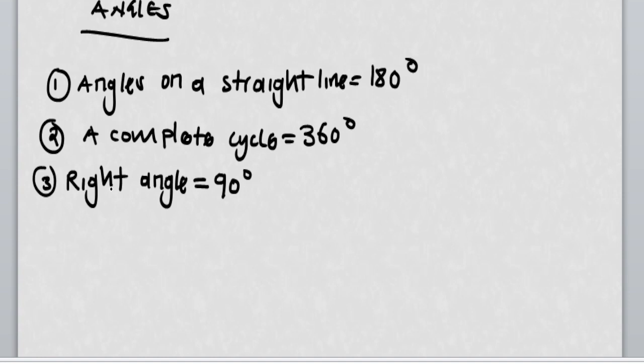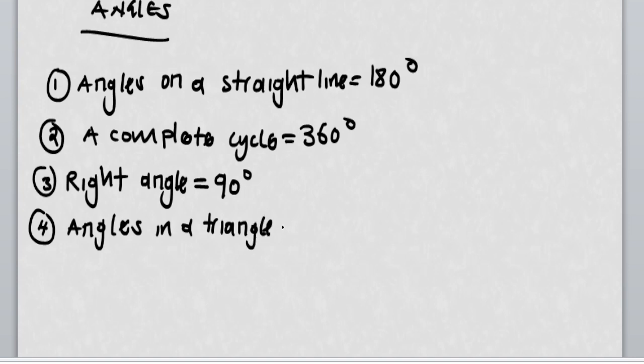The other type of angles that you should be familiar with are angles in a triangle. The angles in a triangle should add up to 180 degrees. If you add all the angles in a triangle, they should sum to 180 degrees.